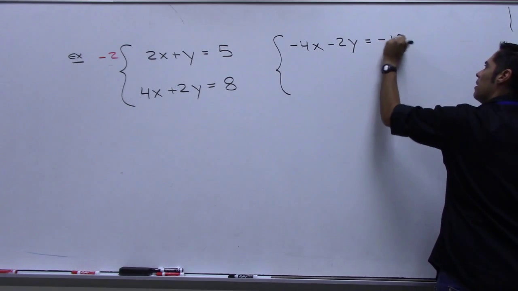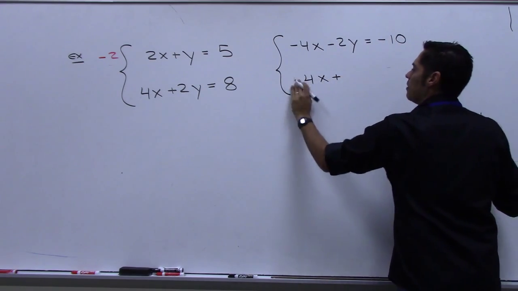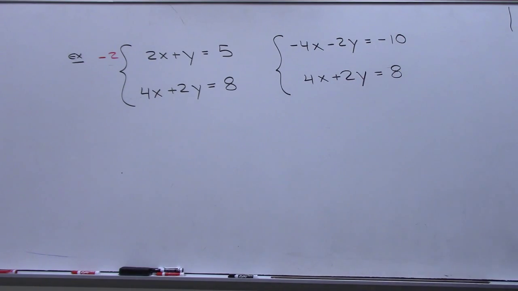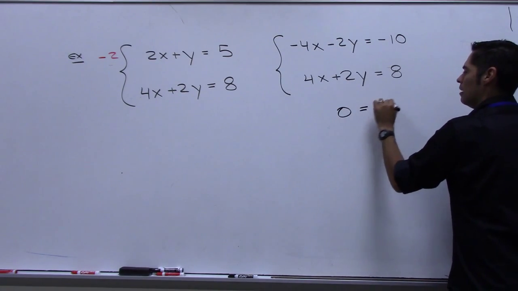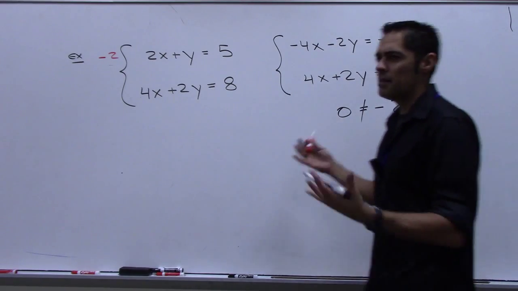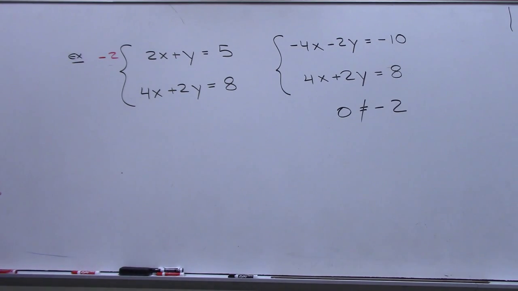Negative 10. And then on the bottom we have positive 4x plus 2y equals 8. And then you're supposed to add down, right? Negative 2. And you get 0 equals negative 2. Those are not equal, right? 0 is not negative 2. So if 0 is not negative 2, then this system doesn't have an answer, which means that these two lines don't intersect, which means these two lines are parallel. That's when you know that you're dealing with that situation.